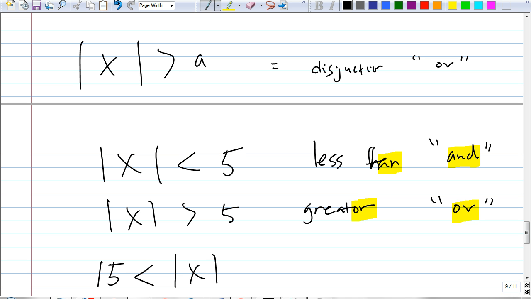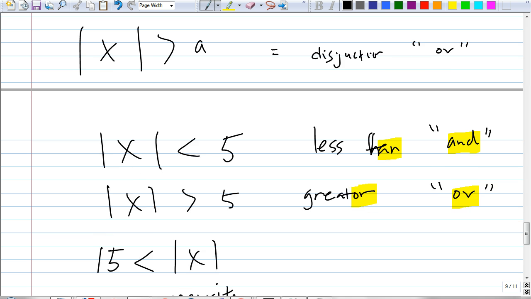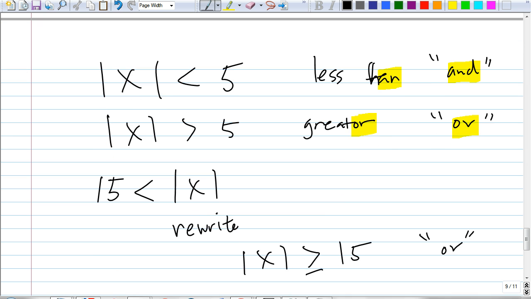Okay, guys, hold on. This is really important. You have to rewrite this with what first? You have to rewrite this with absolute value of x on the left side first. Does that make sense? If it's not that way, then it's going to be always, right? So now you have greater, so this is or. Does that make sense, guys?